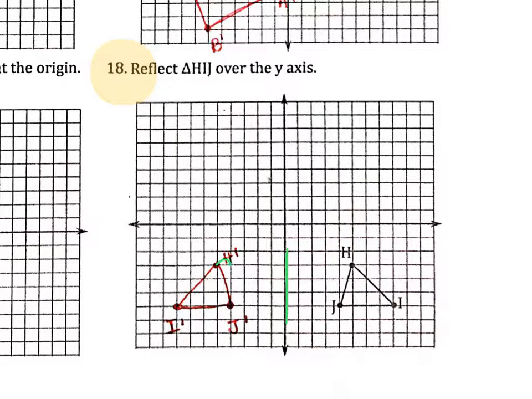I just counted 1, 2, 3, 4, 5 for H. So I'm going to repeat that pattern on the other side. I guess I'm counting backwards, but H is 5 away. Then repeat the same process for J. J is 4 counts to our line of symmetry, so then 4 counts on the other side. All right, same for I.